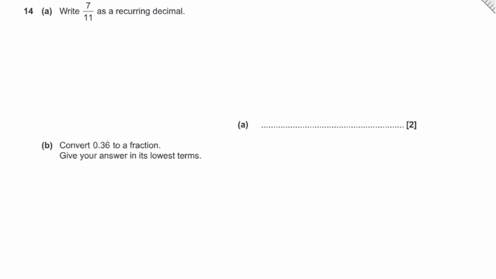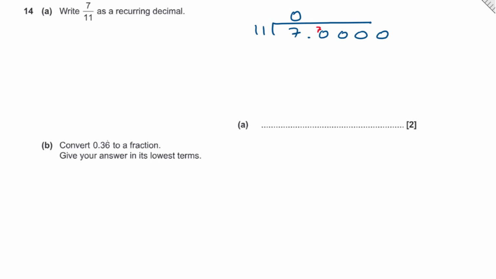Question 14, part A. Write 7/11 as a recurring decimal. Okay. So we need to divide 7 by 11. So I'm going to do it by short division, I think. I'm just going to make it 7.0000 so we can get an idea of what the pattern is like. So 11s into 7, they don't go, do they? So that's going to give me 0 up there. And I'm going to carry the 7 over into the next column.